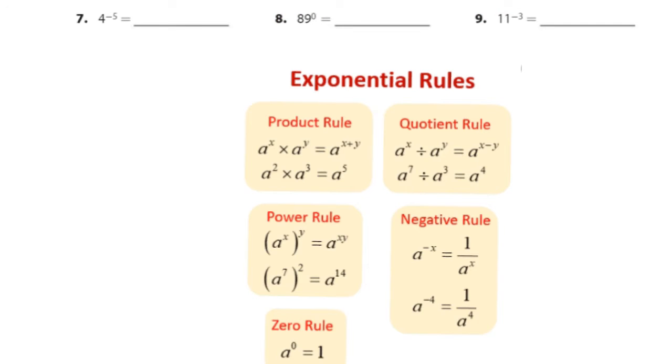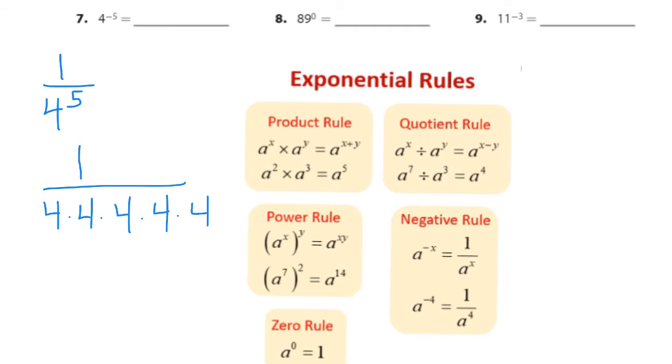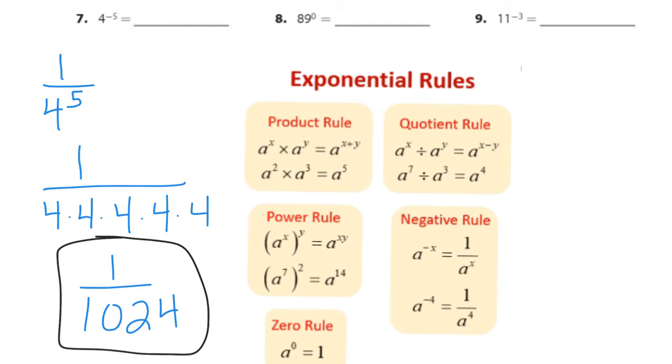Okay, so problem number 7, we have this negative exponent. Remember, take a negative exponent and write it as a fraction. Use the reciprocal. So this one's going to be 1/4, and that's raised to the 5th power. That simply means 4 times 4 times 4 times 4 times 4. So that answer is going to be 1 over 1,024. So make sure you know how to do those problems.